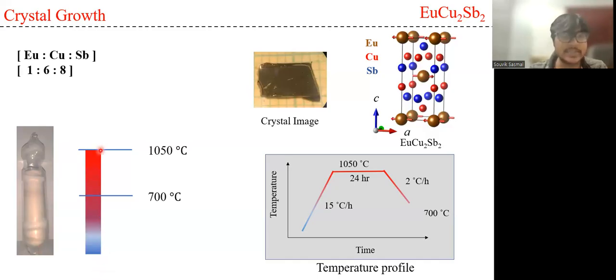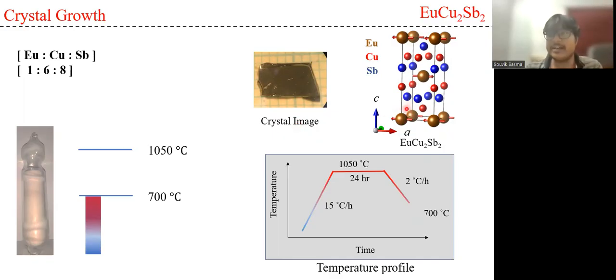First we increase the temperature to 1050, where we stay for 24 hours. Then we slowly cool down the system to 700, and at that particular temperature we centrifuge, and after centrifuging the excess copper Sb, which is used as a flux, can be removed. So this is how we grow this europium copper-2Sb2. You can see this nice faceted crystal, and it has a size of like centimeter size. That is a good size in crystal growth.